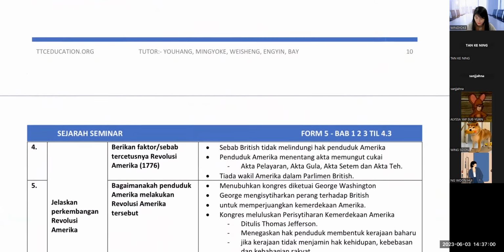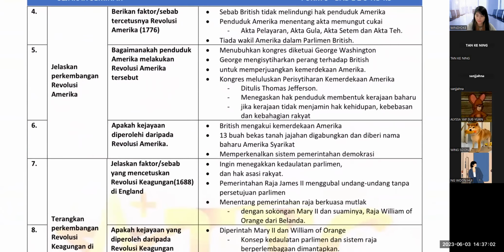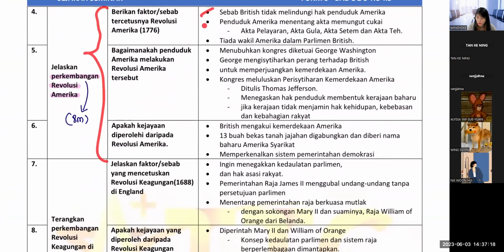Okay, then we move on into the next one. For example, Revolusi Amerika. If they ask about perkembangan, perkembangan means usually it will come out in essay 8 marks. So you remember 8 points. That's why it is so much. 1, 2, 3, 4, 5, 6, 7, 8.